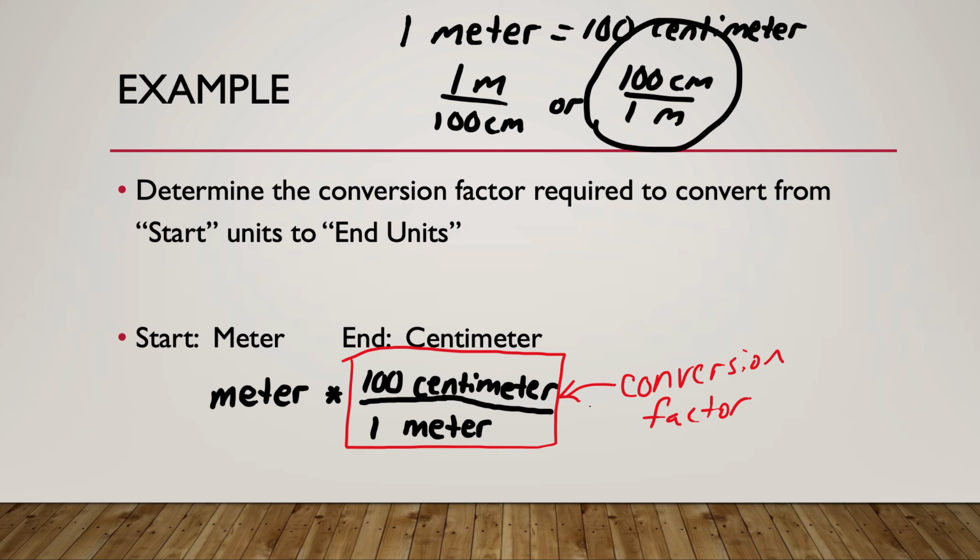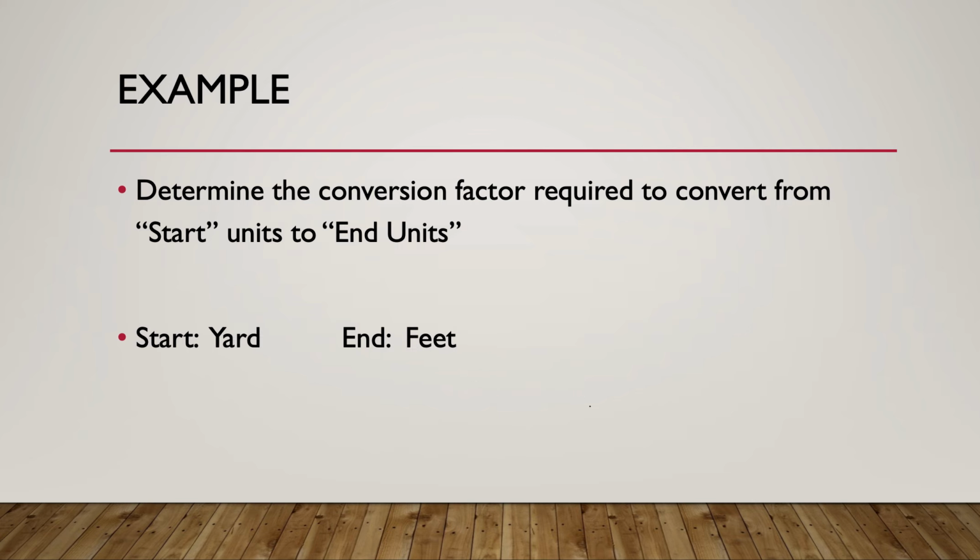All right, so let's try another one. We're going to just run through a few of these. All right, so the next one asks us to convert starting with yards and then converting to feet. So again, we want to look at what do we know. I know that 1 yard is equal to 3 feet, or that there are 3 feet in a yard. Okay, again, you're either going to Google that or you're going to get it from your instructor. Okay, 1 yard is 3 feet.